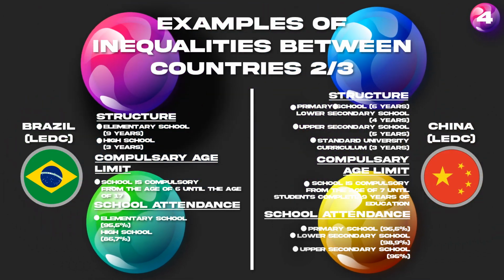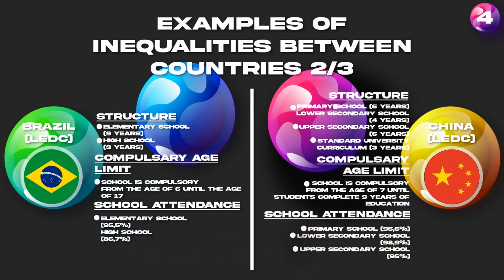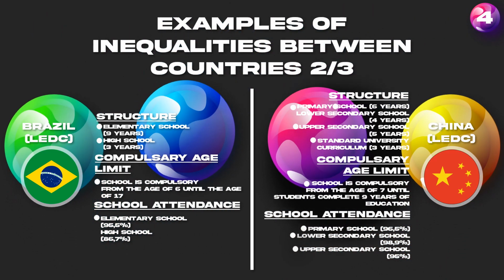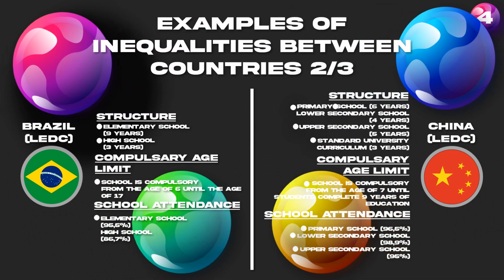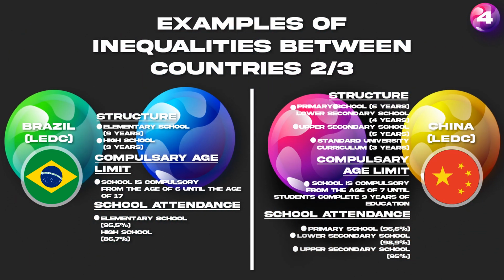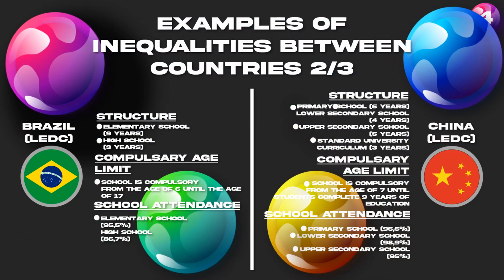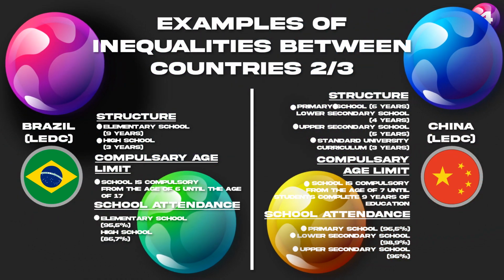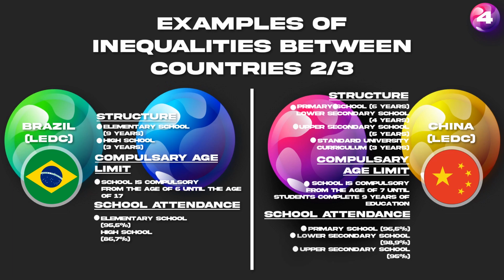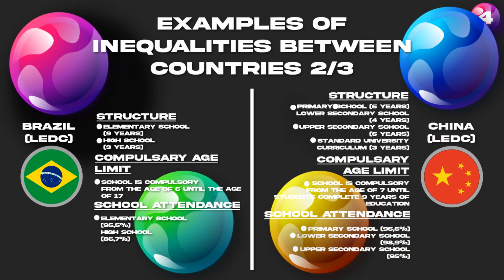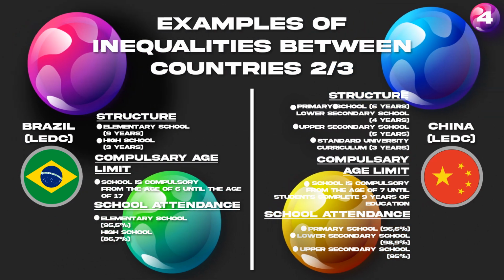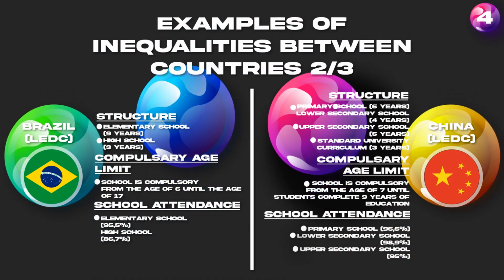In the slide, we can see an example of inequalities with a comparison between Brazil and China. In Brazil, the children study from the age of 6 until the age of 17. In China, the compulsory age limit is from the age of 7 until students complete 9 years of education, and from the school attendance, there is almost no missing students.